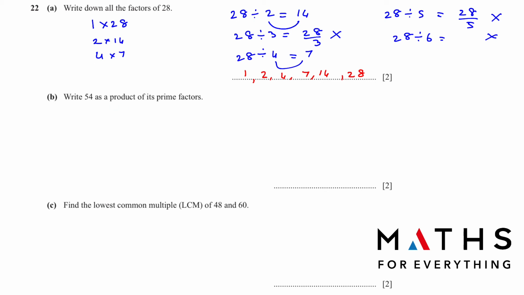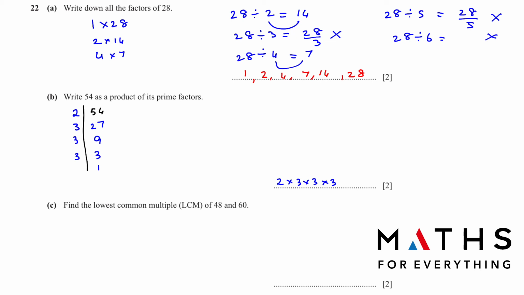So what we can do is we write 54 and then divide it by prime numbers. 54 divided by 2 is 27. 27 can be divided by the next prime number, which is 3. The answer is 9, which you write down. And then 9 divided by 3 is 3. 3 divided by 3 is 1. So the answer is 2 multiplied by 3 multiplied by 3 multiplied by 3.